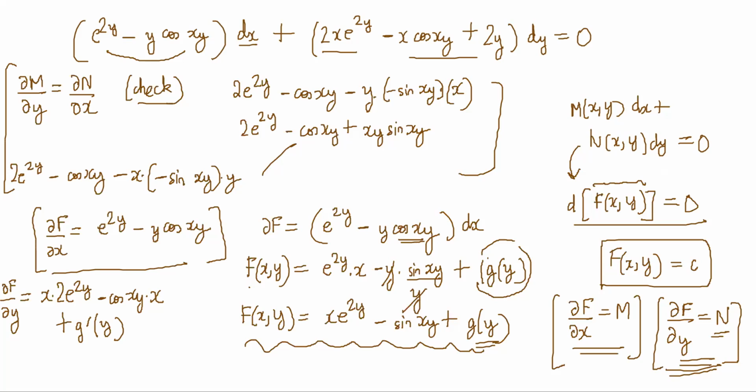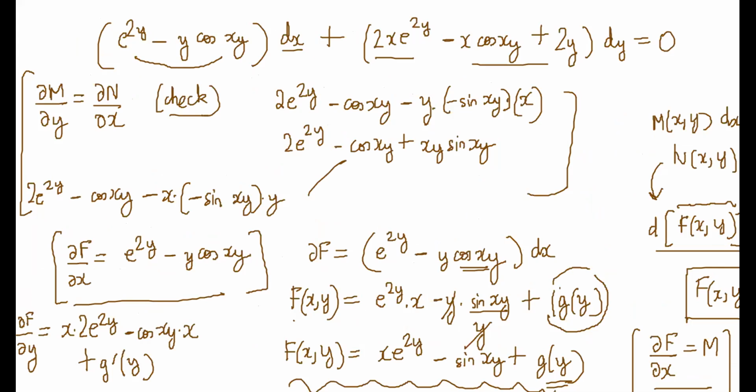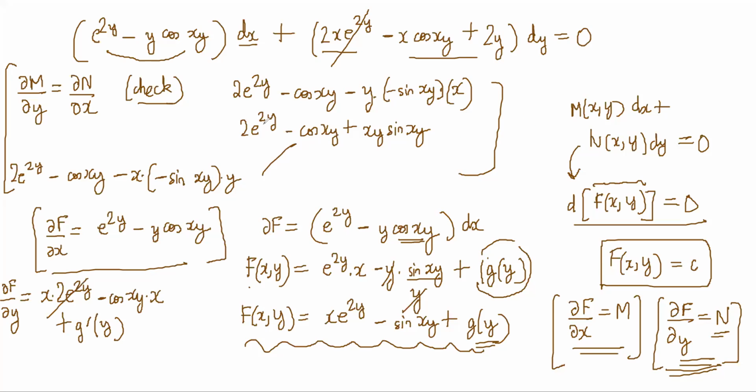So notice that now this part gets cancelled, 2x e power 2y, right? Minus x cos xy gets cancelled. So this must be equal to plus 2y, right? So g dash y is equal to 2y. So this was dou g by dou y is equal to 2y. So g was y square.